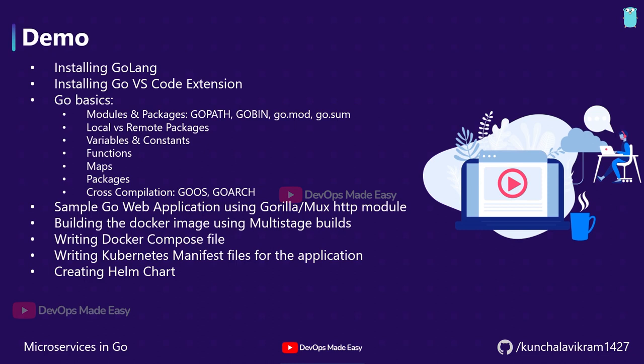So the important concepts are Go modules and packages. We'll see what are modules and how to pull the modules from the repositories, how to create our own module and then write packages into it. We'll also see some of the important environment variables inside Golang that are GOPATH, GOBIN and GOROOT. We'll also see what are go.mod and go.sum files and why these are very important when you're building Golang based web applications. We'll also see what are local and remote packages and how to create one.